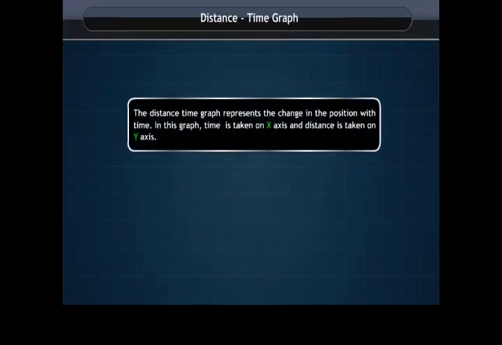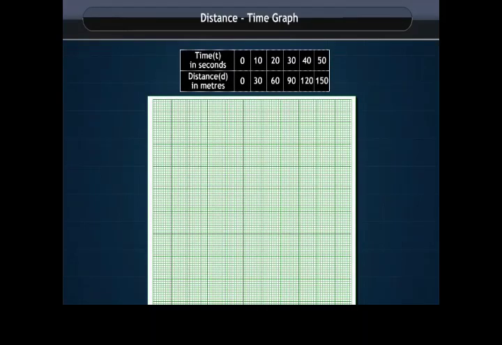Distance time graphs. The distance time graphs represent the change in position with time. In this graph, time is taken on the x-axis and distance is taken on the y-axis. When the object is moving with uniform velocity, the given table represents the distance covered by a car at different instants of time. Let us learn how to plot the distance time graph for this car. Draw two straight lines, one in the horizontal direction and the other in the vertical direction. The horizontal line is called the x-axis and the vertical line is called the y-axis.